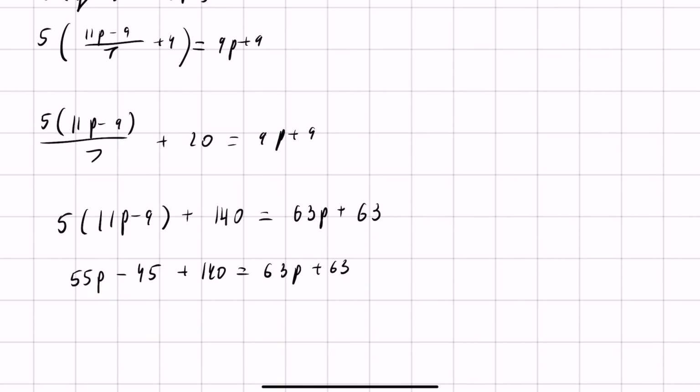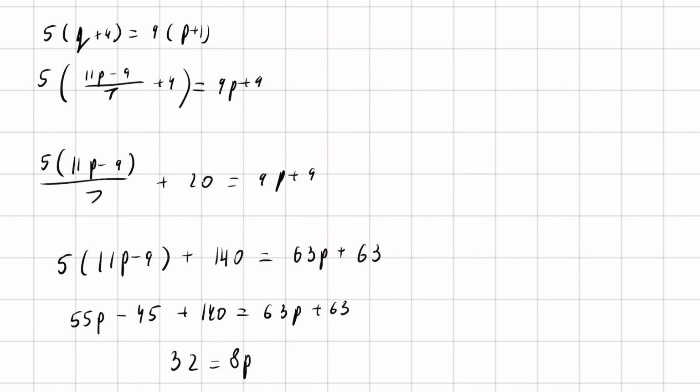So we get minus 45 plus 140 minus 63. That's just 32 is equals to 63 minus 55, which is 8p. So finally, p is equals to 32 divided by 8, which is just 4. And that's it, we just figured out our p.